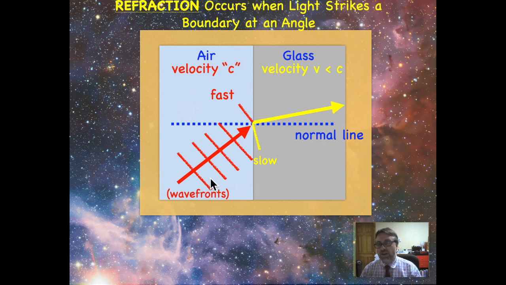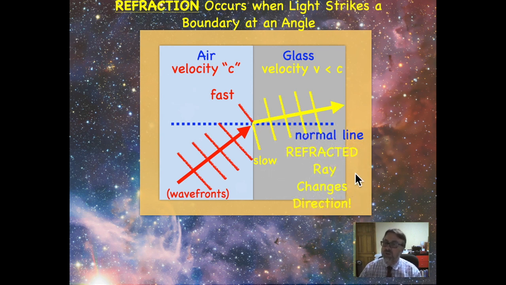So again, here are the wave fronts traveling through the air. When they strike the boundary, only a portion of the wave hits the boundary first. So part of the wave becomes slow, while the other part of the wave front is still traveling fast. That ends up causing the entire wave to pivot and change direction. And then the wave fronts are moving at a slower speed inside the glass. This bent ray is called a refracted ray. The refracted ray represents how the direction of the light changes.